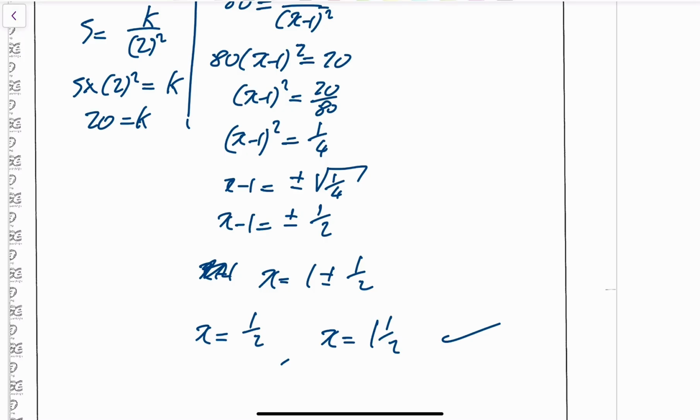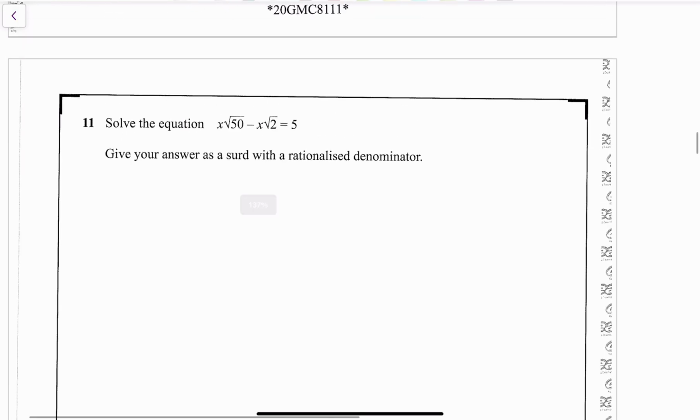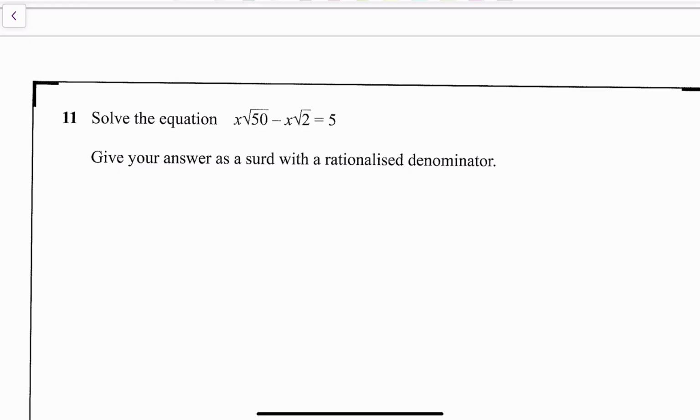Okay, the next one, what are we on? Question 11. It says solve the equation. Lovely wee surd question here. x root 50 minus x root 2 is equal to 5. We want to change this one to be x times root of 25 times root of 2, and then minus x times root of 2 is equal to 5.